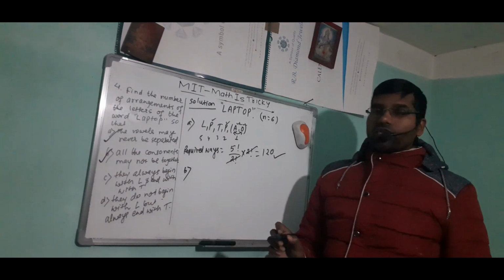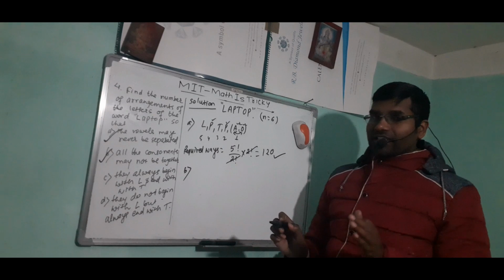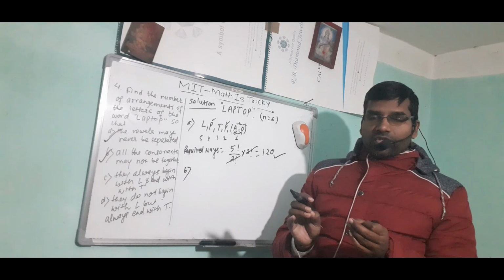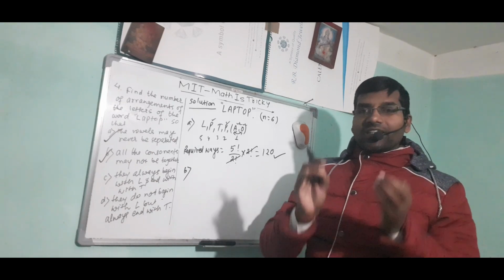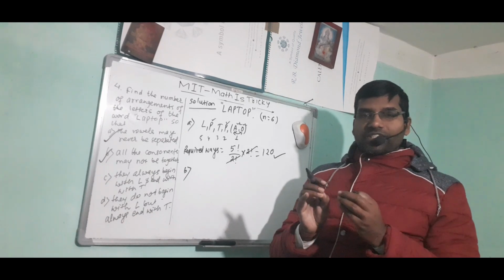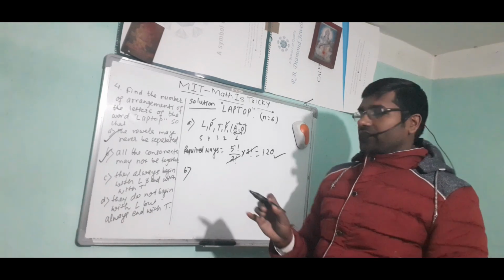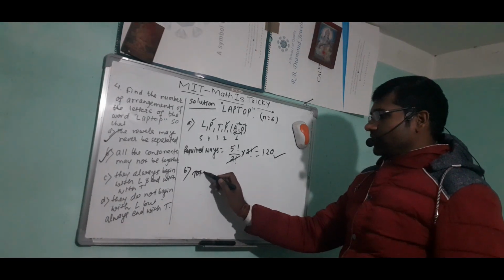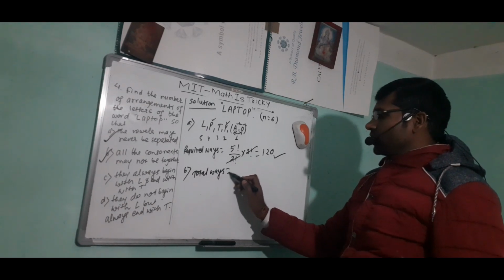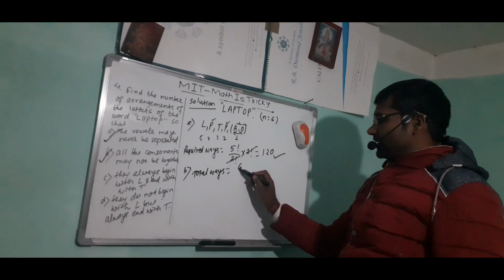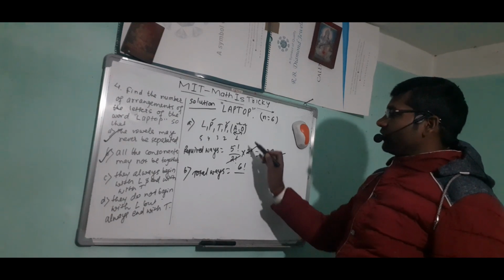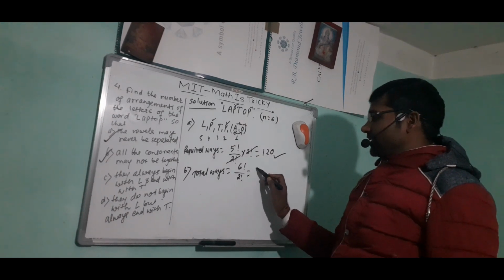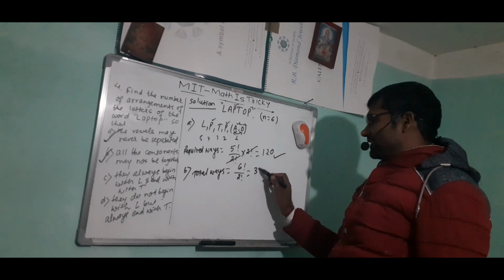All the consonants may not be together. As we discussed in the previous question, if we have to find the ways of not coming together, we first find the total number of ways, and then subtract the number of ways in which they come together, which will be the required answer. This is how I'm going to solve it. So first, let's find the total ways. We have 6 letters, so it will be 6 factorial by 2 factorial, because here we have 2 P's. 6 factorial is 720, divided by 2 factorial, it is 360.